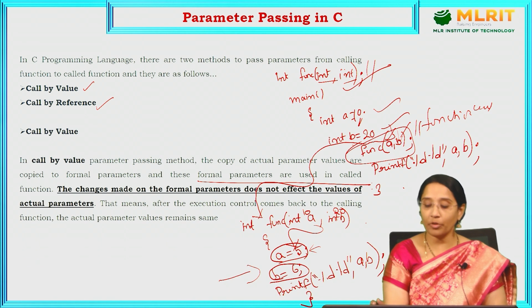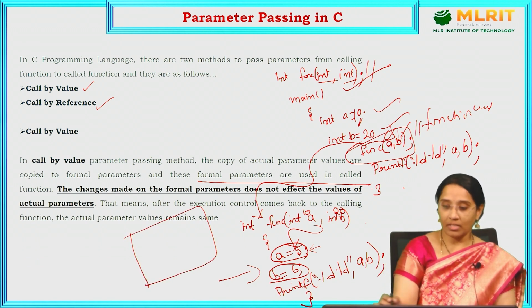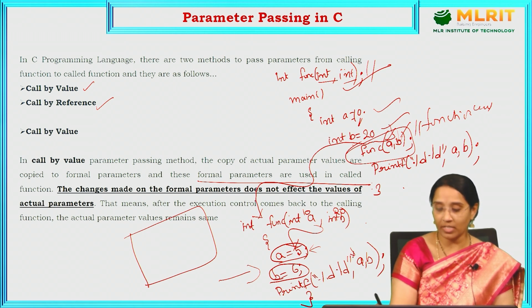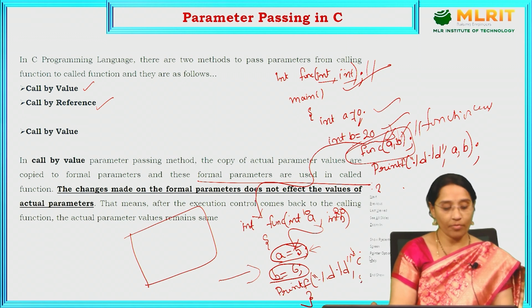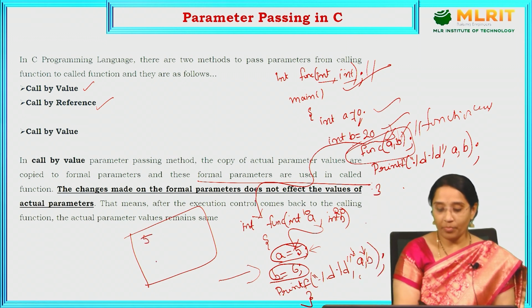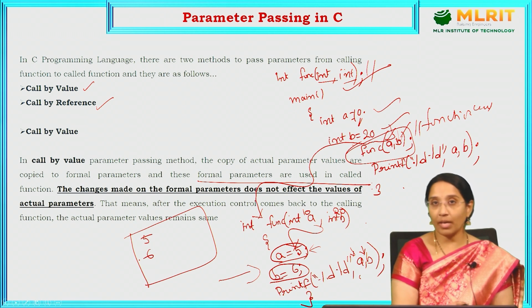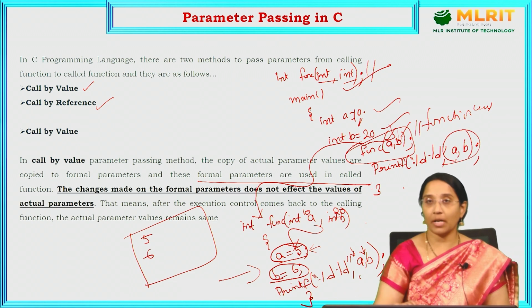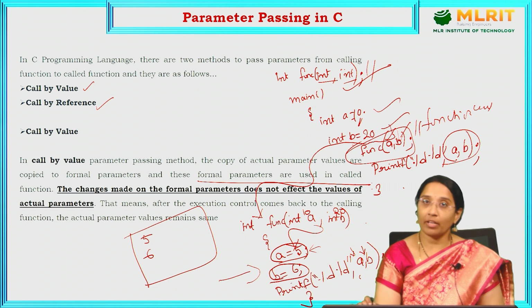But here, what output will you get? In the first case, the control jumps from the calling function to the called function. Here I have written one printf statement: printf percent d comma a comma b. So here I will get the value of a as 5 and value of b as 6. But here I have written one more printf statement: printf percent d comma a comma b. So in this case, what output will I get? Actually I am expecting 5 and 6. But will 5 and 6 be printed again? No, 5 and 6 will not print, 10 and 20 only will print.